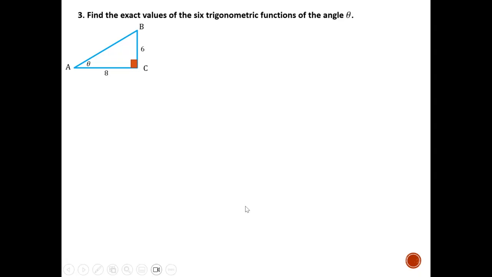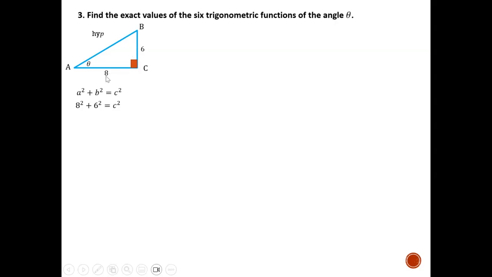Okay, now this is number 3. Find the exact values of the 6 trigonometric functions of the angle theta. Here, guys, they give us the two sides. So we're looking for the hypotenuse, which is equivalent to C according to the Pythagorean theorem. So A squared plus B squared equals C squared. We plug in the values. And guys, this could be A or B, doesn't matter.